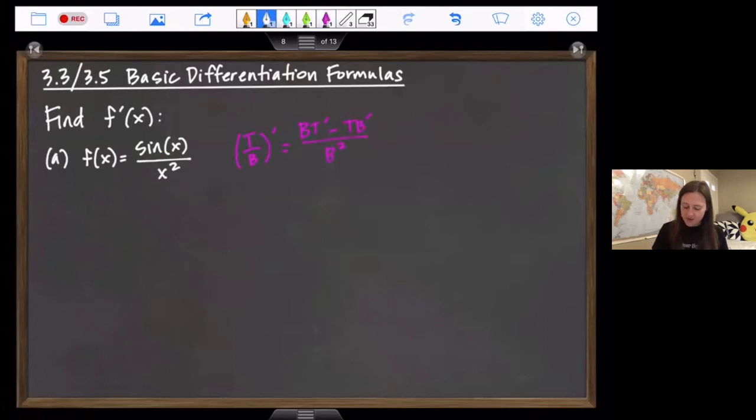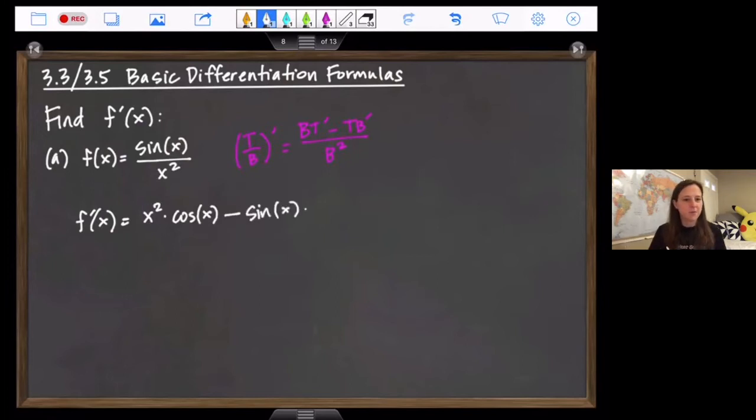All right, so we're going to find f prime of x. The rule says to start off with the function that's in the bottom, so x squared by itself, times the derivative of the numerator, the top prime, so the derivative of sine is cosine, minus the top function, sine, times the derivative of the bottom, so the derivative of x squared is 2x, and then all of that over the denominator squared.